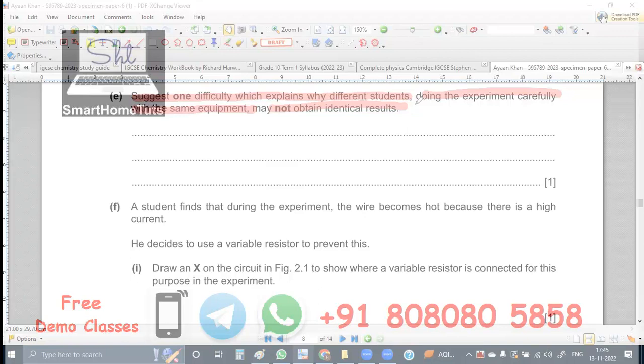Afterwards, I will give you the list of apparatus, and what the meaning of this crocodile clip is and everything. This part also I will send to you. It is difficult for every student to attach the crocodile clips at the same point.